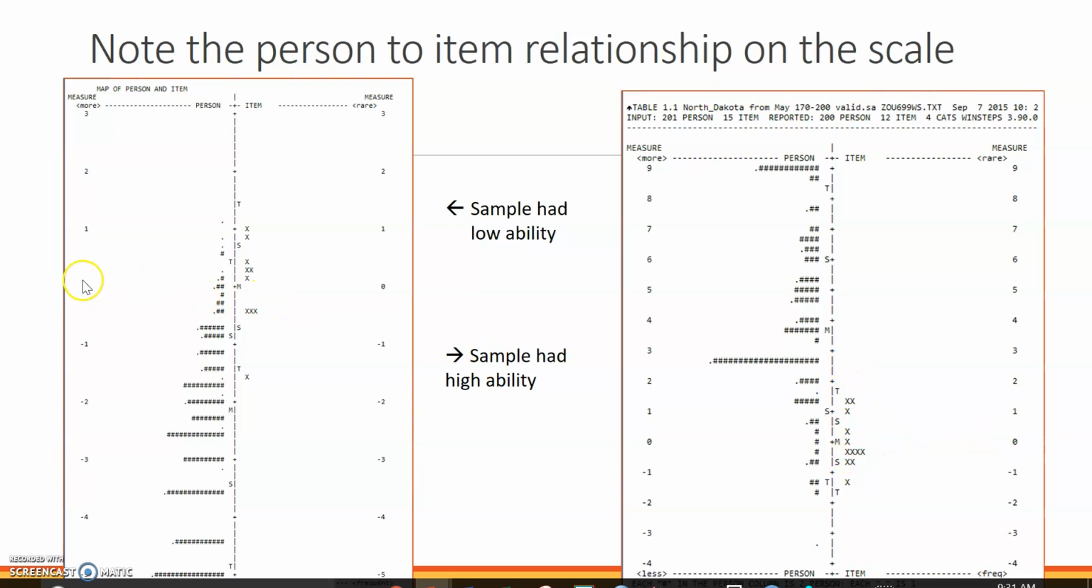So this sample had lower ability. All of them are way down here, and the items are up here. This sample had lower ability or lower agreement than this sample. So assuming it was the same measure, this sample was much more agreeable. They had more of the trait. They got more correct. These had less correct. Depends on what your scale is.